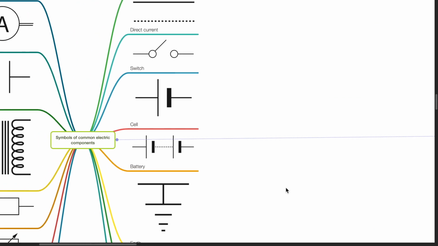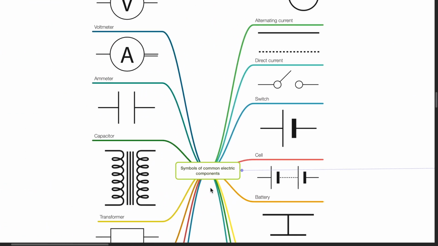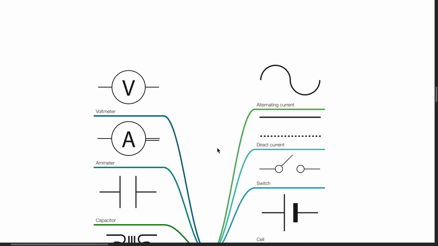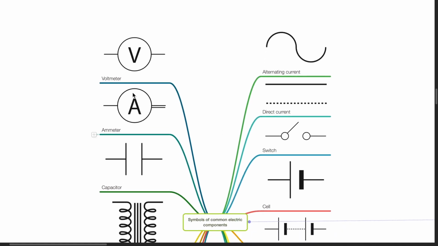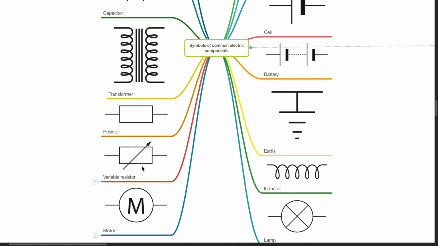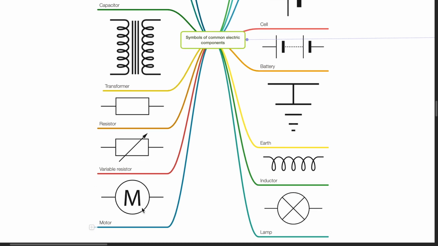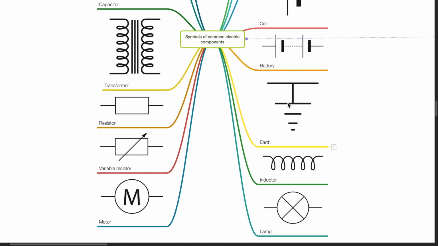These are the symbols of common electric components: alternating current, direct current, switch, cell, voltmeter, ammeter, capacitor, transformer, resistor, variable resistor, motor, battery, earth, inductor, and lamp.